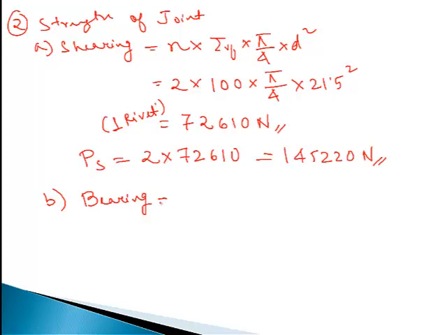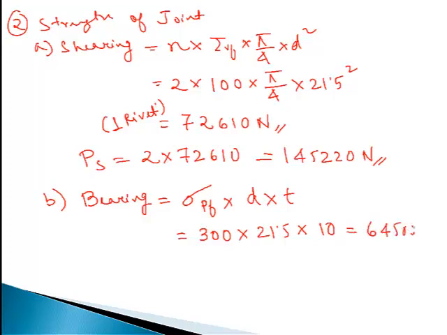Bearing is given as sigma PF into D into T. Sigma PF is 300, D is 21.5, T is 10. This comes out to be around 64500 Newton. Again, this is for one rivet. So for two rivets, PB will be 2 into 64500, which is equal to 129,000 Newton.